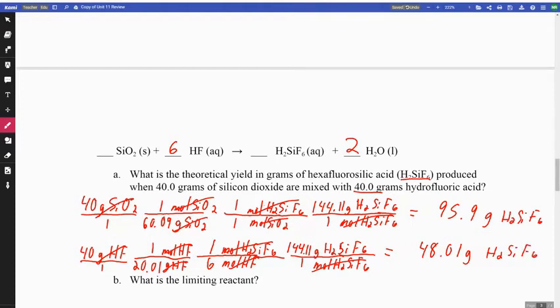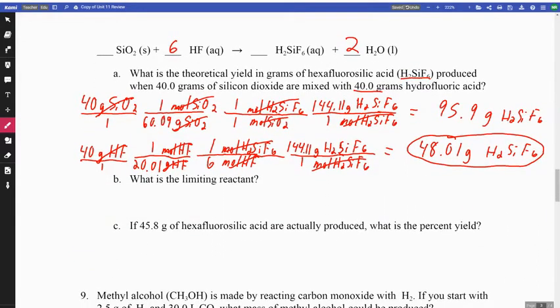H2SiF6. Okay, so now our lower one is our theoretical yield. So that's going to be this one. That is the maximum amount that we can make, which means our limiting reactant is the reactant that produced that theoretical yield. So our limiting reactant is going to be 40 grams of HF, because HF is the one that produced our theoretical yield.